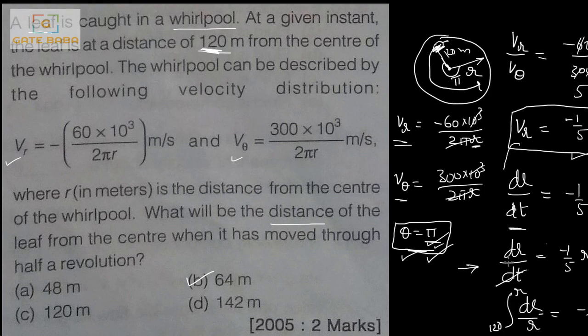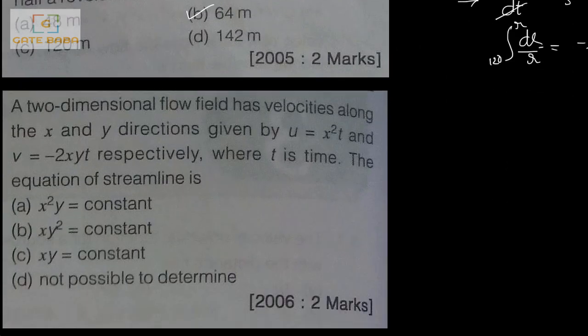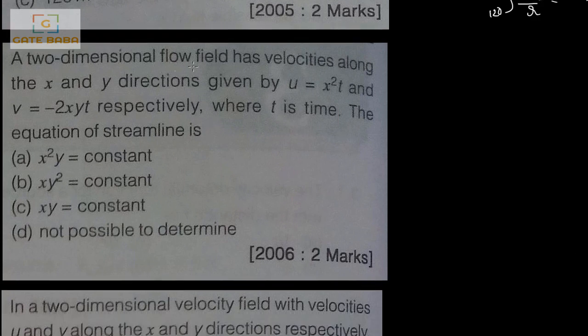And next question, come down to the next question. What is the next question? A two-dimensional flow field has velocities along x and y directions given by u and v, where t is time. Okay, what is the use of time? The equation of streamline is, okay, he's asking the equation of streamline.